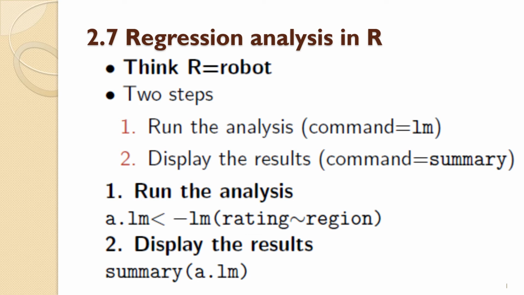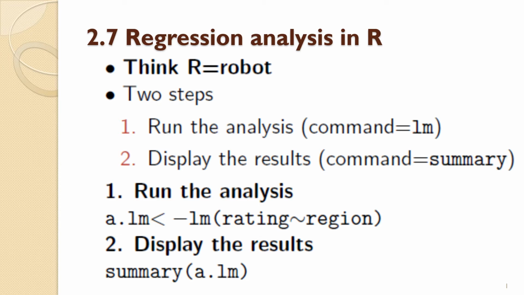So similar to what we've seen before then, whenever you do regression analysis in R, think R equals robot. You've got these two separate steps: run the analysis with the command lm, display the results with the command summary. The reason I say think R equals robot is that R is simultaneously very clever and very stupid. It will do exactly what you tell it to do, nothing more, nothing less. So here, as directed, it will firstly run the analysis and that's it. And then secondly, it will display the results once it's told to.